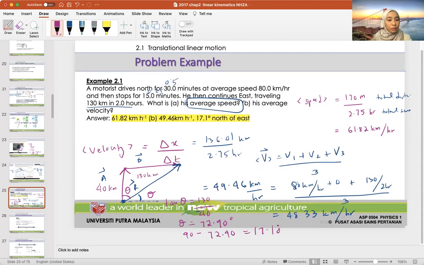Bila masa kita tak perlu refer, masa kita buat cross product, masa kita buat dot product. Waktu tu tak kisah x-axis. We just want to know the angle between the vectors. But when you are dealing with vectors like this, addition, subtraction, multiplication, always refer back to the x-axis. Always. The answer always refers to the positive x-axis.